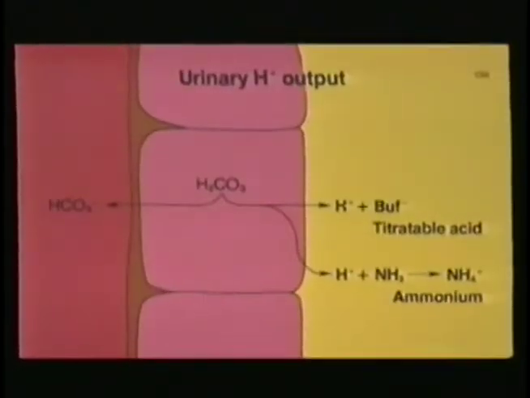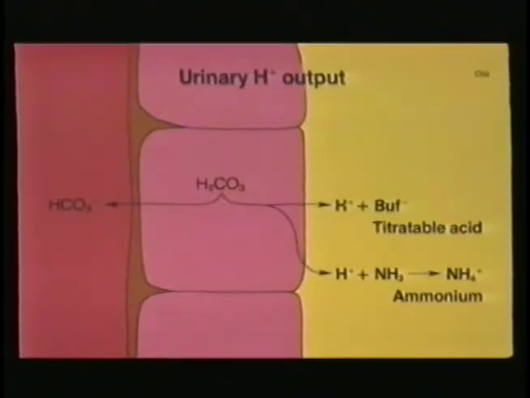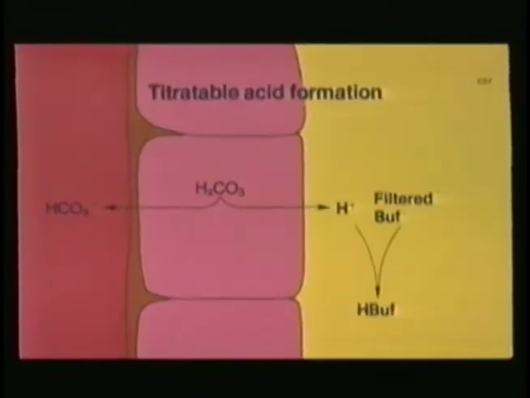56. As a result of the kidney's ability to generate an acid urine, secreted hydrogen ion is bound by filtered buffers and by ammonia, and is excreted into the final urine as titratable acid and ammonium ion. Taken together, titratable acid and ammonium excretion represent urinary hydrogen ion output.